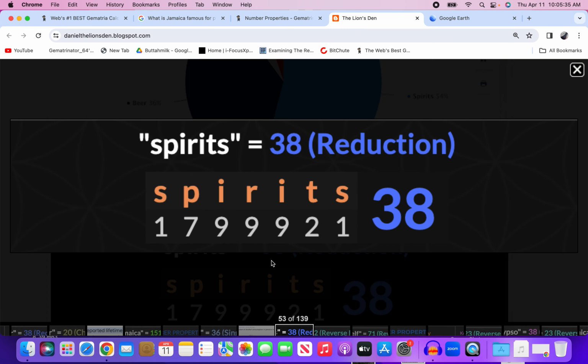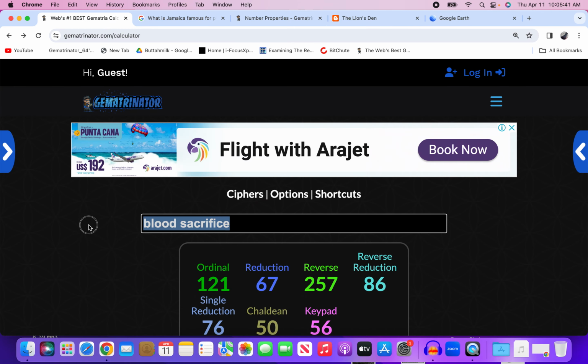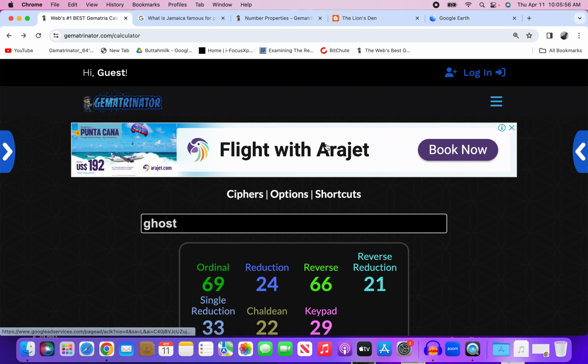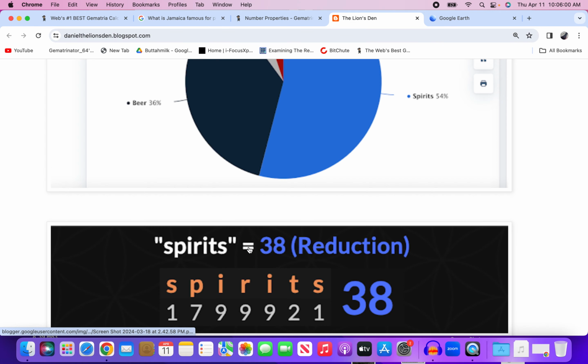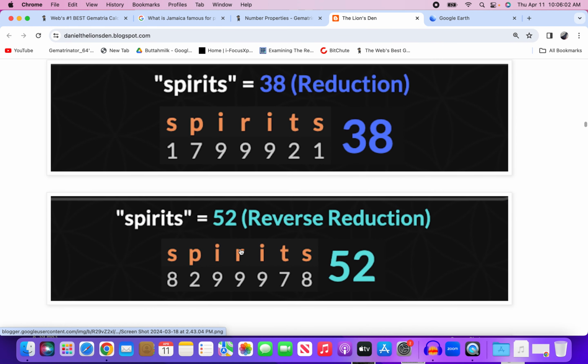And spirits equals 38. Spirits like Duppy. Wonder what Duppy is. Duppy is a ghost, basically, in Jamaican culture. What's Ghost? Ghost 33. Interesting. So, getting back on point. Too often I stray. Spirits also equals 52, just like Jamaica.